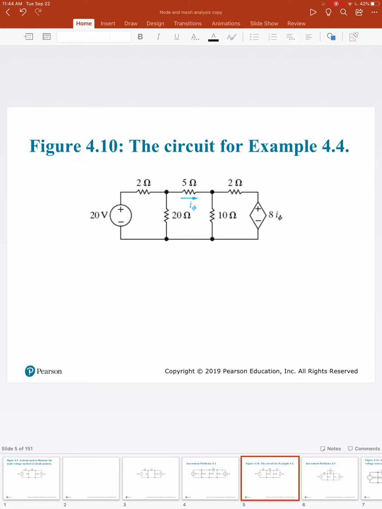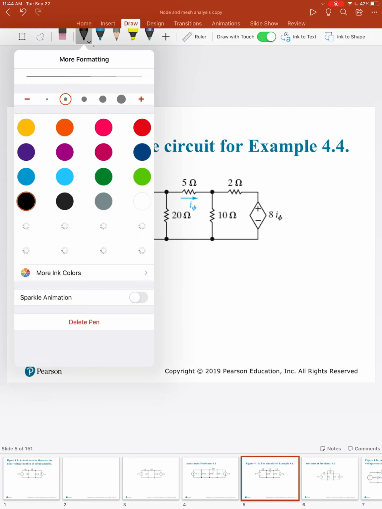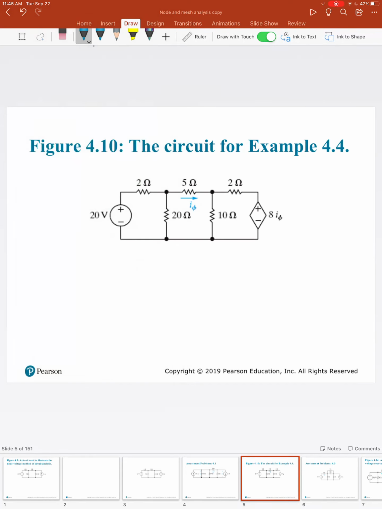What I want to do in this set of videos is illustrate the difference in node voltage and mesh current. I think there's a lot of times when students who are first learning circuits are not clear on whether to use node voltage or mesh current. So we'll just work some problems setting it up both ways and let you look at what the difference is.